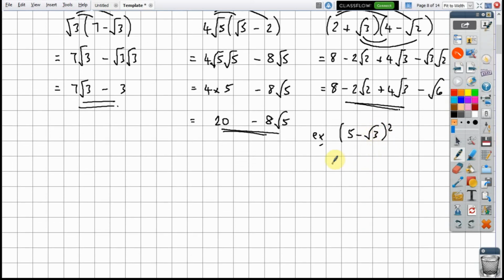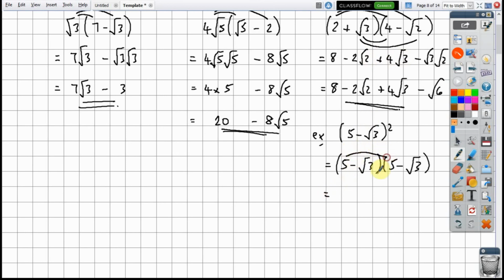Too many people skip the next line and then make a stupid mistake. You really must put in the double bracket, which the square tells you about. If you don't put this in, you're likely to miss out the two middle terms. Two middle terms that we got up here.